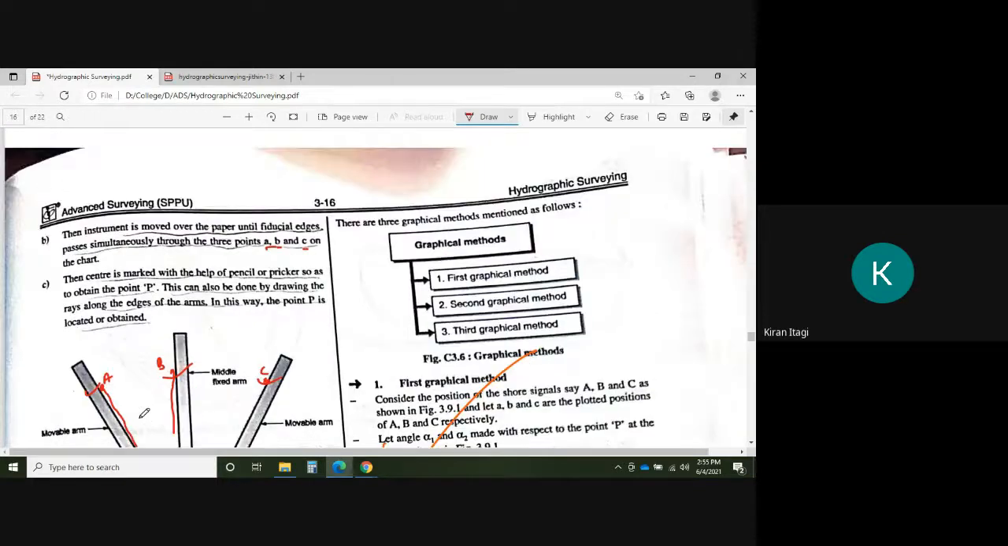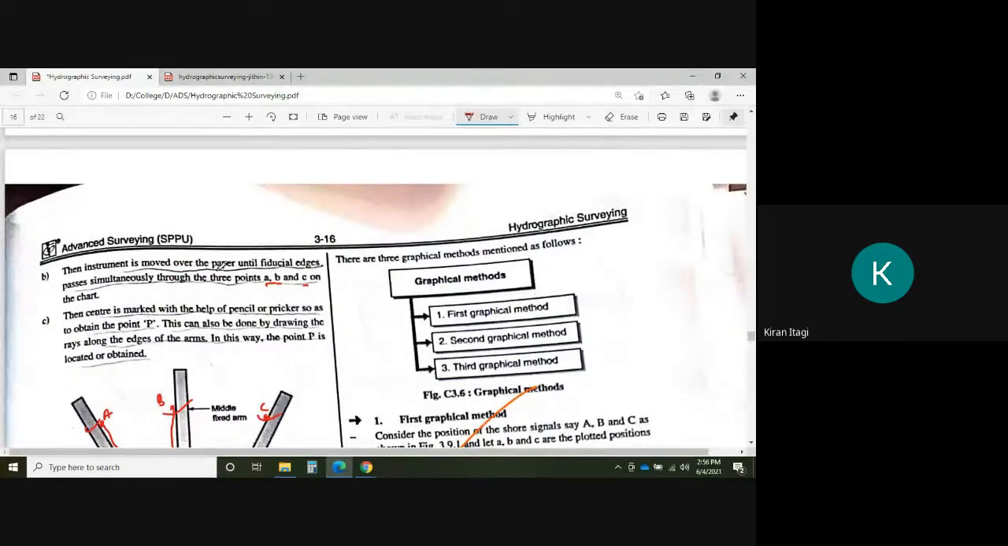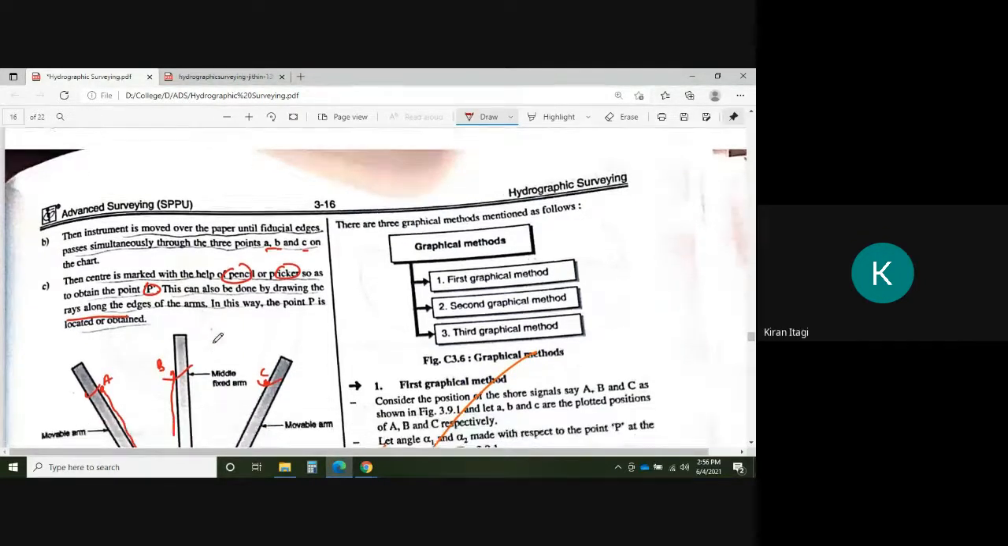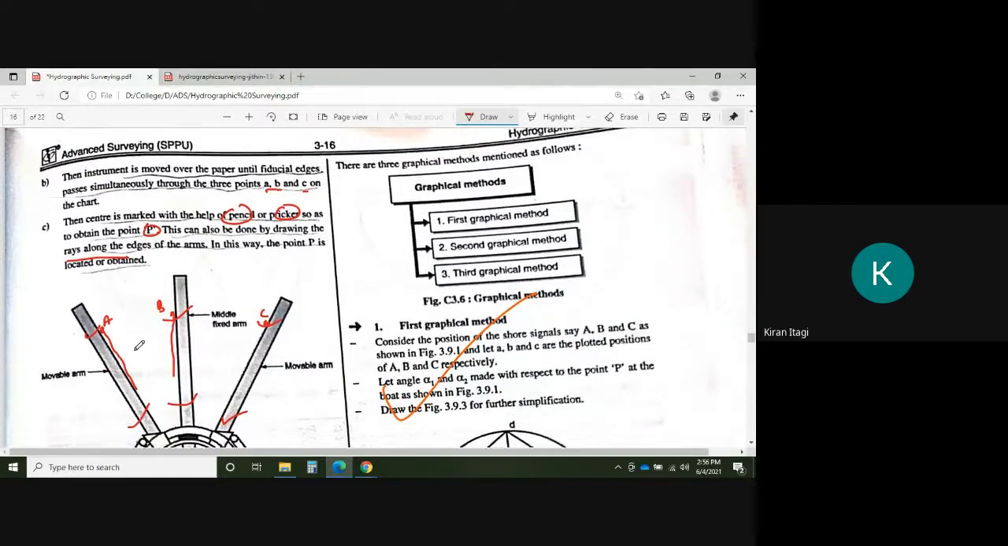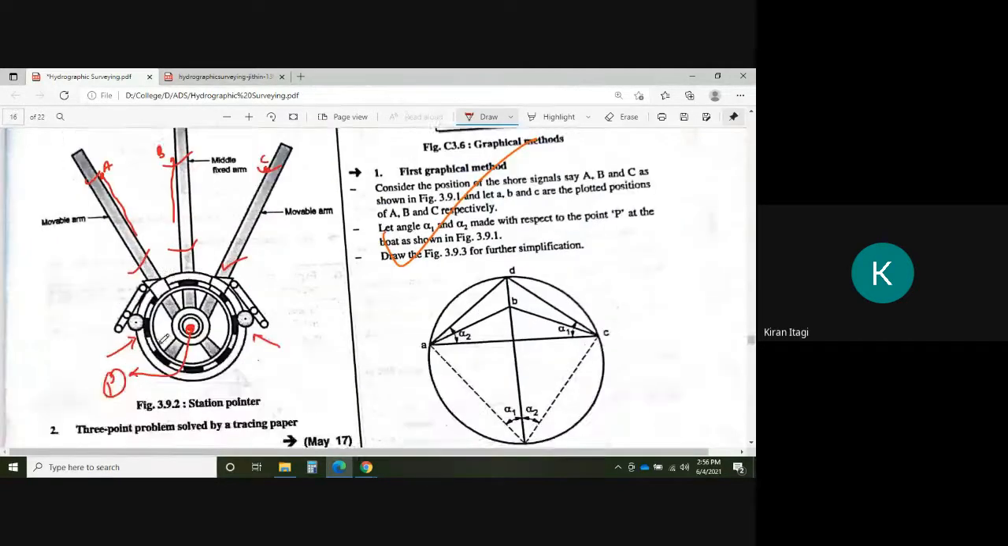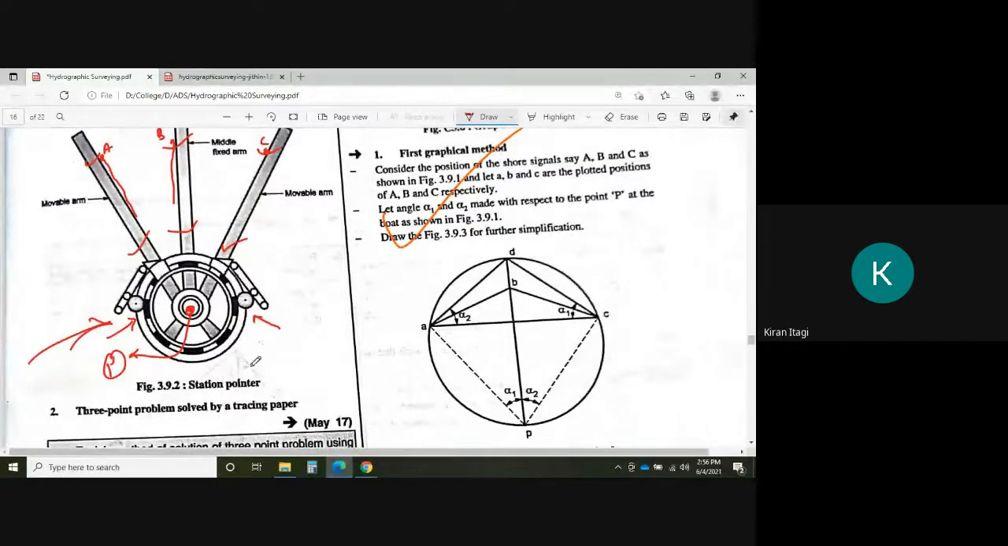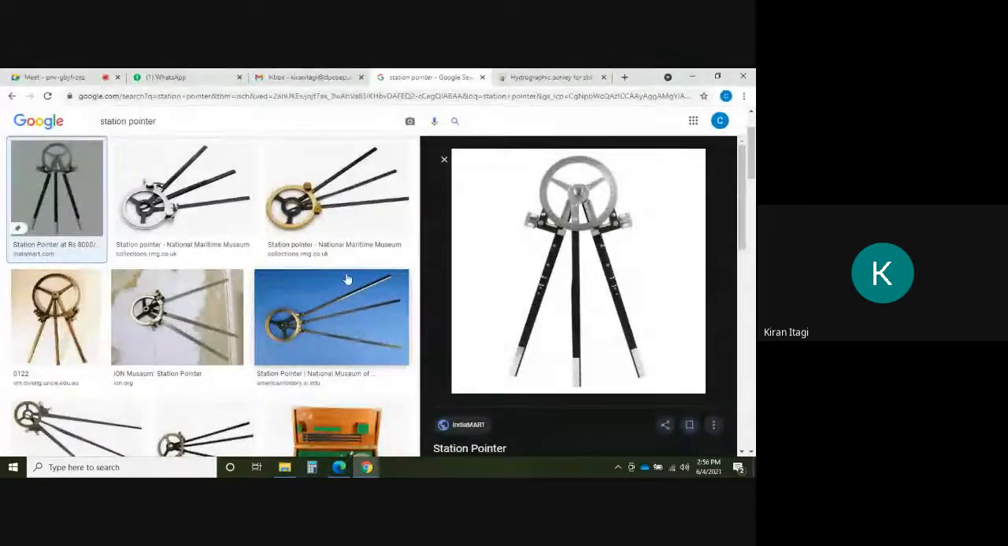So the instrument is moved over the paper until the fiducial edge passes simultaneously through the 3 points A, B, C of the chart. Then the center is marked with the help of a pencil or pricker so as to obtain the point P. This can be done by drawing rays. Just now I showed by the arms that the point P is located. This is a very simple way; the only thing is that we have to have this instrument.